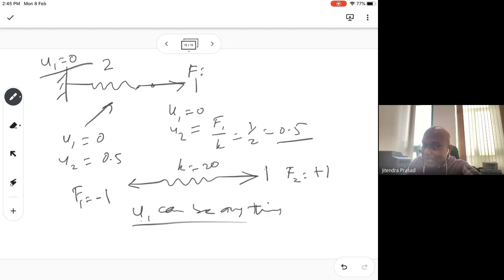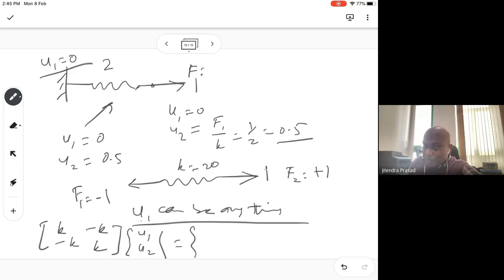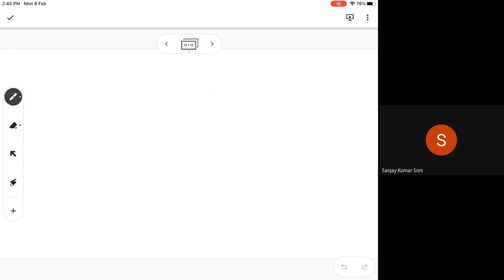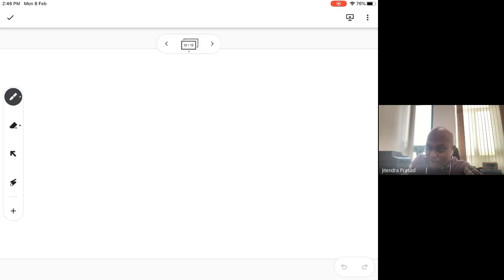If U1 can be anything, our equation becomes K times the matrix [1, -1; -1, 1] multiplied by U1, U2 equal to what? You will have -1 and 1, right? That's what you have. Okay, so you have K equal to 2, and then you have 1, -1, -1, 1, and then you have U1 and U2.